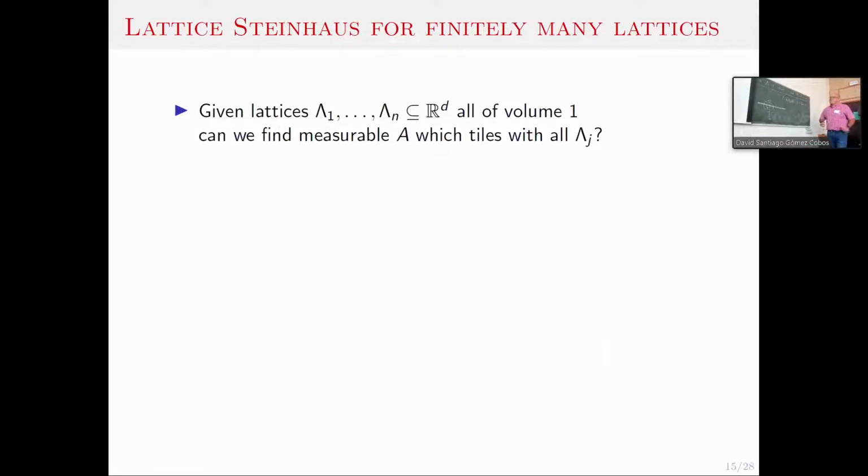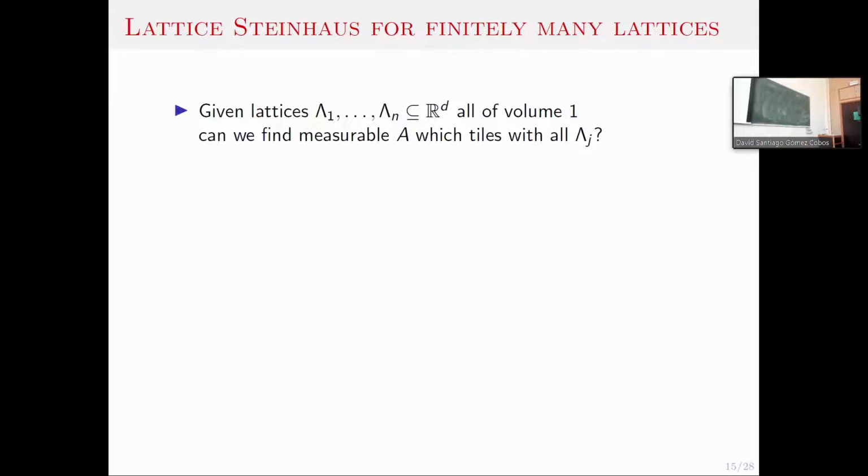Okay. Now we leave the original Steinhaus problem, and we start looking at its variants. The first variant that makes sense to look at is to moderate your expectations, and instead of looking for a set that tiles with all rotates of the square, why not look for a set that tiles with 10 rotates or 100 rotates of the square? And why restrict yourself to the square and not to a general lattice?